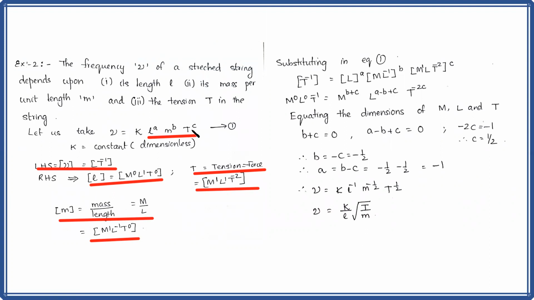Third quantity is tension. Tension is nothing but force, M1 L1 T minus 2. So substituting them in this first equation, we will get LHS T minus 1, RHS L to the power of A, M L minus 1 to the power of B, M1 L1 T minus 2 to the power of C. LHS M0 L0 T1.